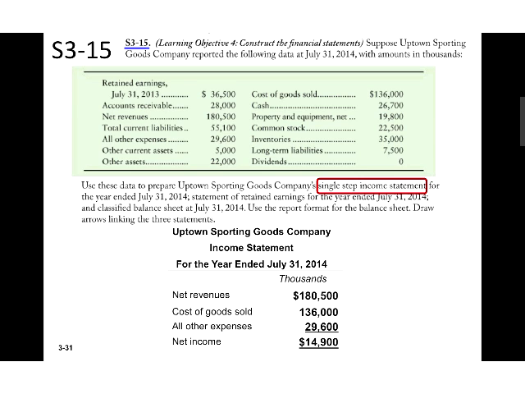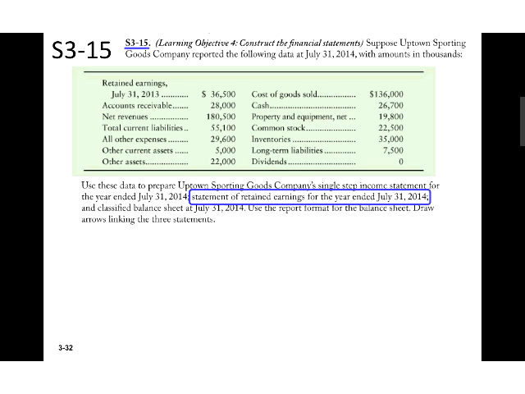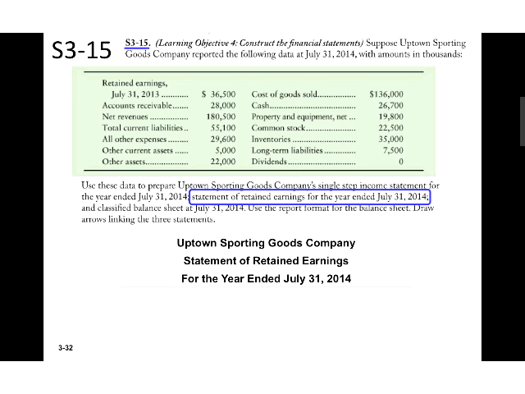And I'm going to go to a new page just because I don't have room on this one. But that net income of $14,900 is going to follow us to the next statement. The next statement, statement of retained earnings. We're going to start with the statement headings just like we did before: the name of the company, the name of the statement, and the period. So this is for the year ended July 31st, 2014.